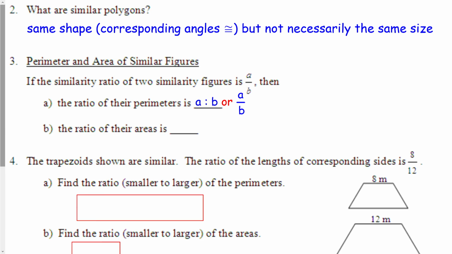When you get to finding the ratio of areas, now that ratio is always that similarity ratio squared. So that's something that you are definitely going to have to remember, work on studying that so that you can recall it whenever it is needed.